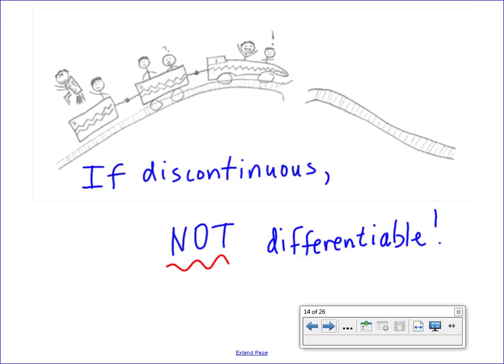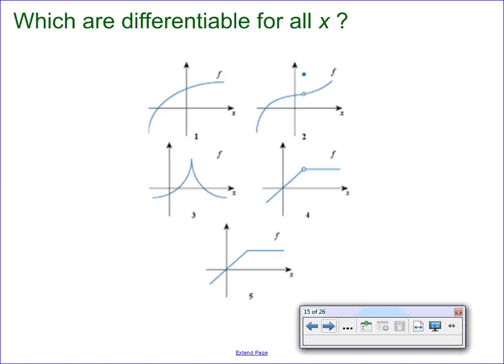How do we do with our story in pictures and words? Okay, great. So then, which of these are differentiable for all x? We've got options 1, 2, 3, 4, 5, and all combinations.